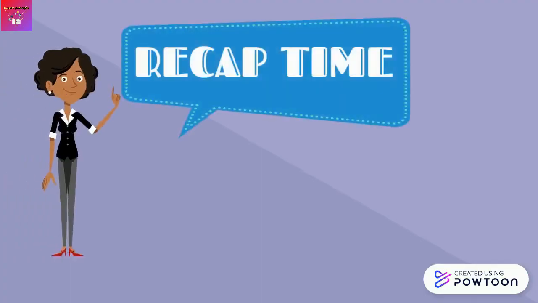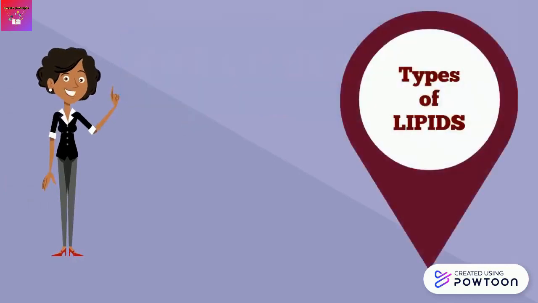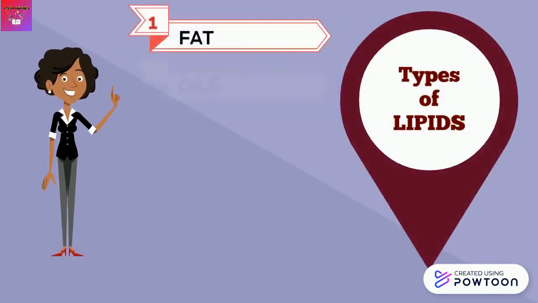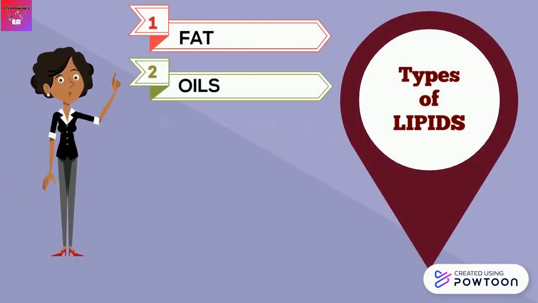And now, let's quickly recap what we have learned so far in this video. In this video, we learned about 5 different types of lipid molecules. The first type of lipid we learned is fat. The second type is called oils. Fats and oils are generally called triglycerides. The only difference is, fats do not have double bonds and oils have double bonds in their fatty acids.